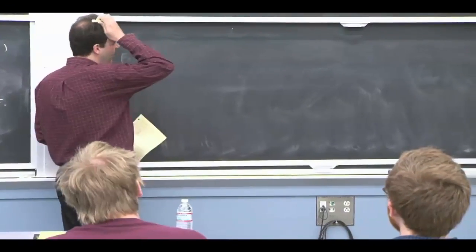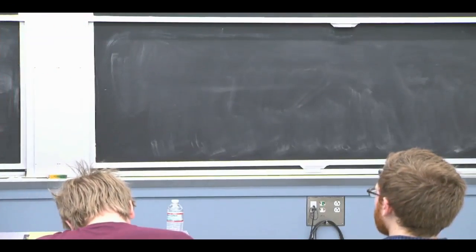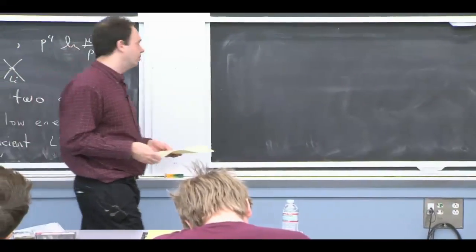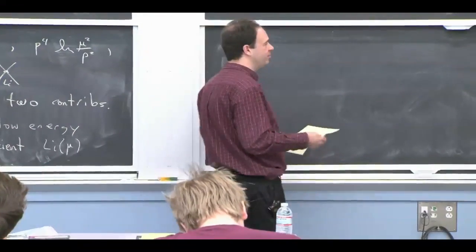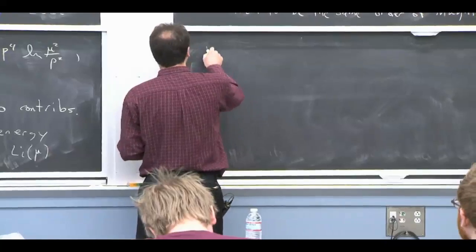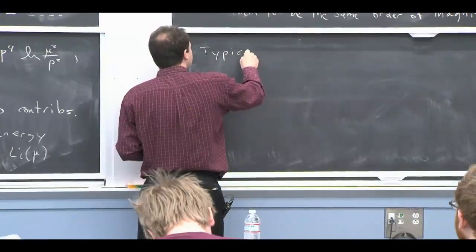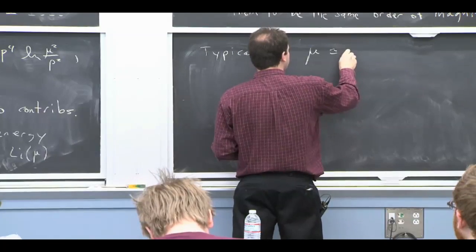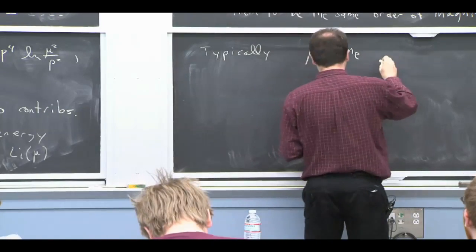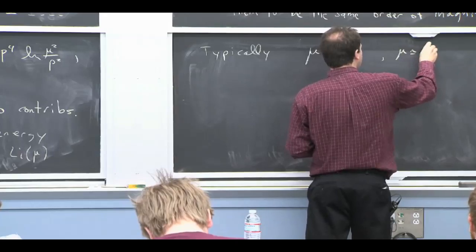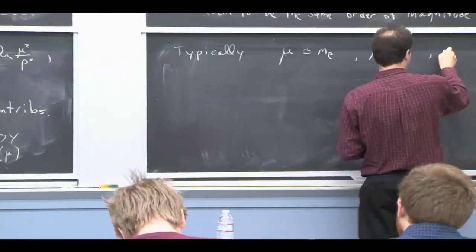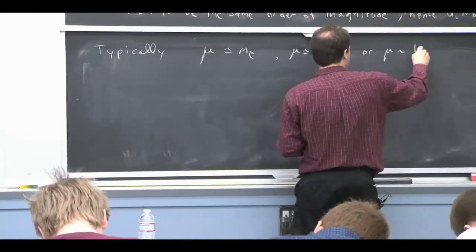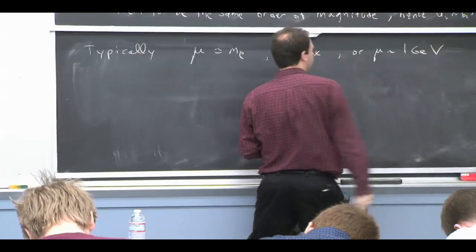So what do we do in practice? In practice, we have to pick a value of mu, just like when we were talking about gauge theory, where we were picking things like mu equals mb. Here what people do is they typically pick mu's that are high. So maybe they would pick the rho mass, maybe they would pick lambda chi, or just something in between, like a GeV. These are typical values that people use.